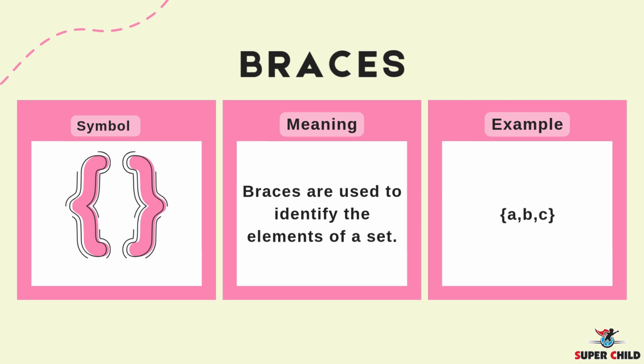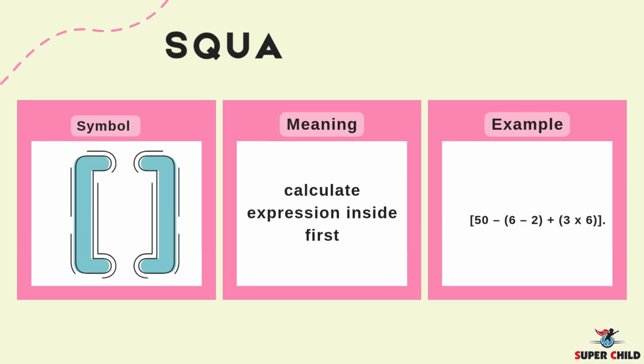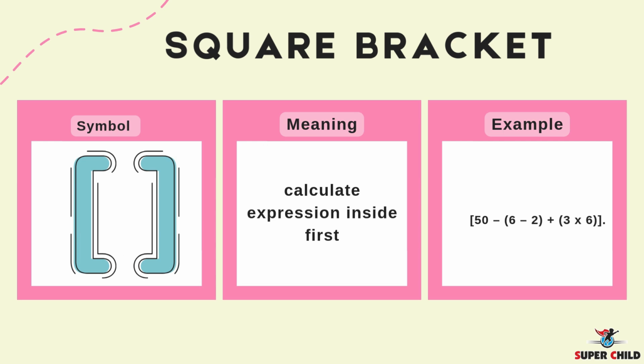Next is braces. So braces are used to identify the elements of a set. For example, A, B, C. So the symbol is called braces. Square bracket. So calculate expression inside first. For example, 50 minus, smaller bracket, 6 minus 2, bracket over, plus 3 into 6, into bracket.